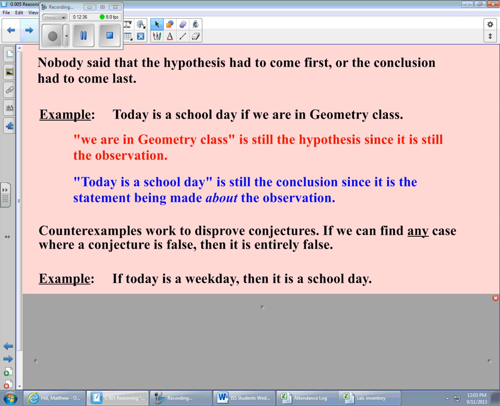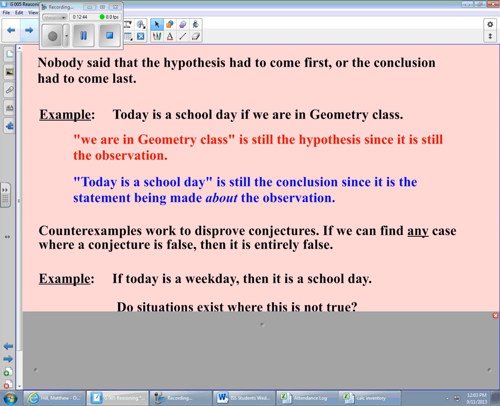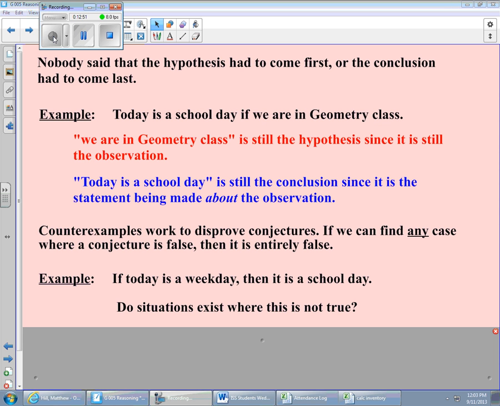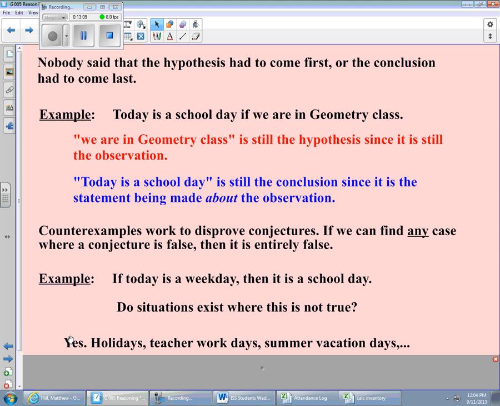Now, if our goal is to decide if this statement is true or not, then what we are basically doing is looking for situations that could disprove this statement. So the question is, do situations exist where it is not true that if today is a weekday, then it is a school day? I think there are probably several that you can come up with, and hopefully some of you are thinking of them already. Probably the one that stands out the most to students is the idea of holidays.